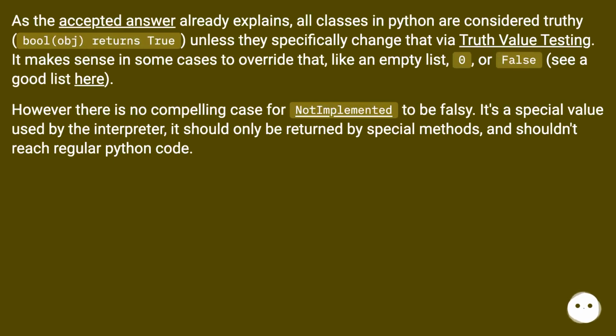As the accepted answer already explains, all classes in Python are considered truthy, bool(obj) returns True, unless they specifically change that via truth value testing. It makes sense in some cases to override that, like an empty list, 0, or False, see a good list here. However, there is no compelling case for NotImplemented to be falsy. It's a special value used by the interpreter, it should only be returned by special methods, and shouldn't reach regular Python code.